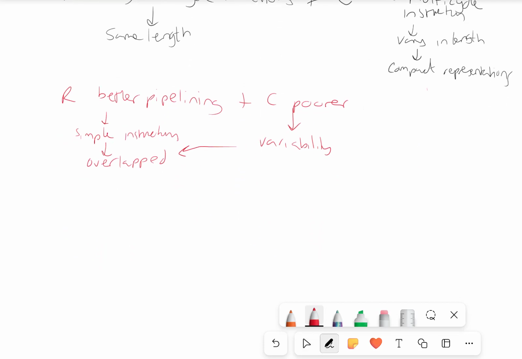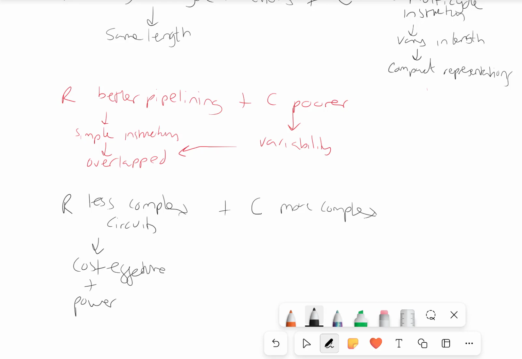We are then going to talk about RISC, less complex circuits, whereas with CISC, more complex design. What does that mean? Well, this is more cost effective and power efficient. We talked about that in a previous question. CISC, on the other hand, needs complex circuitry to decode, so it'll cost more.